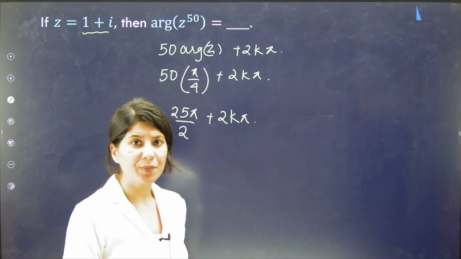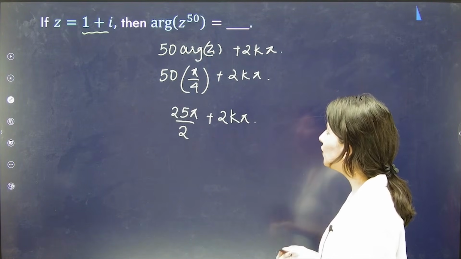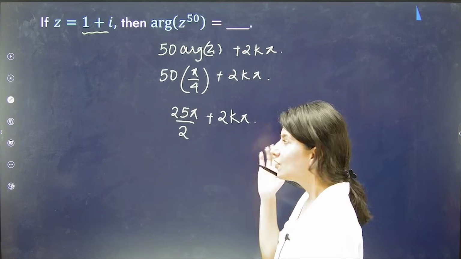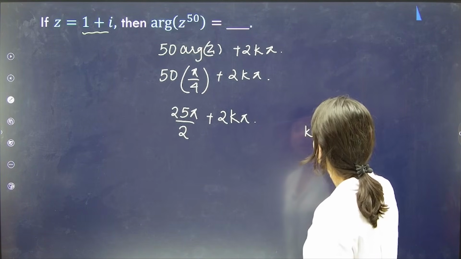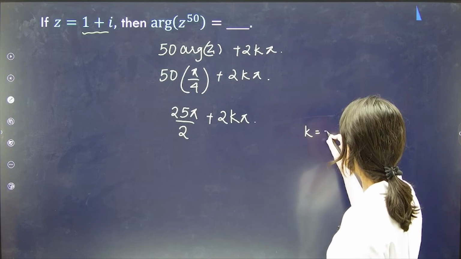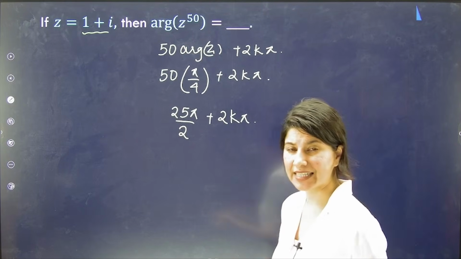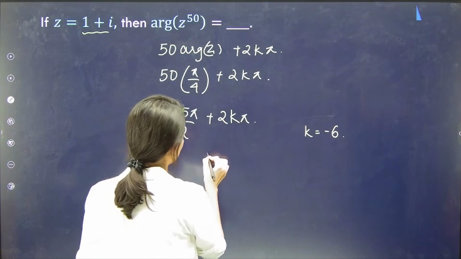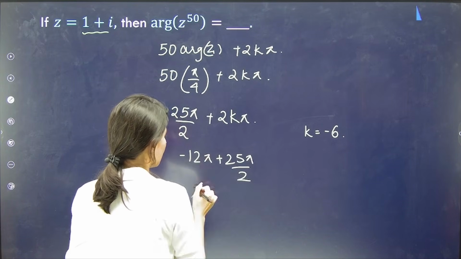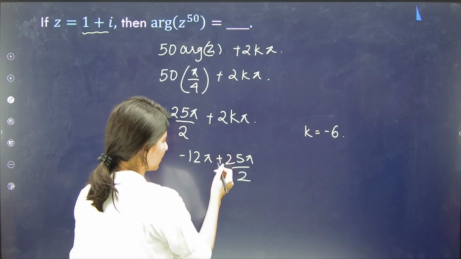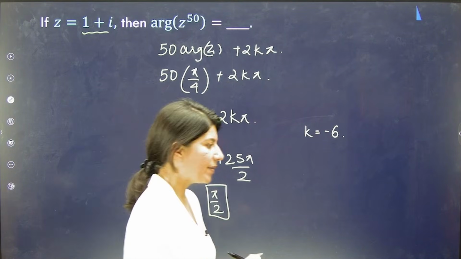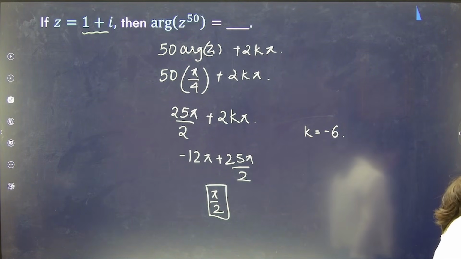Obviously, k should be a negative quantity, right? So 25 pi by 2 is what? 12 point something. So basically, k can be equal to minus 6. Let's see what happens if k is minus 6. So minus 12 pi plus 25 pi by 2. So minus 24 plus 25. So pi by 2 is the right answer, and pi by 2 is in my range. So pi by 2 is the correct answer of this particular question.